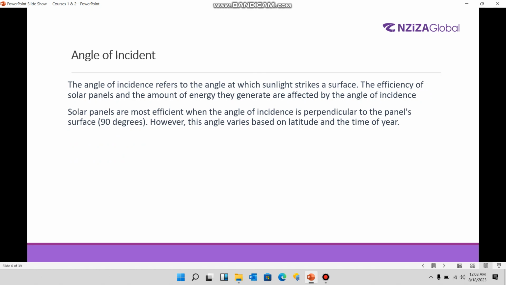Angle of incidence. Angle of incidence refers to the angle at which the sunlight hits the surface, and this angle is directly proportional to the efficiency of the solar panel and the amount of energy that will be generated by it. Solar panels are most efficient when the angle of incidence is perpendicular to the panel's surface, that is, 90 degrees. This angle varies depending upon the site or latitude and also the time of the year.